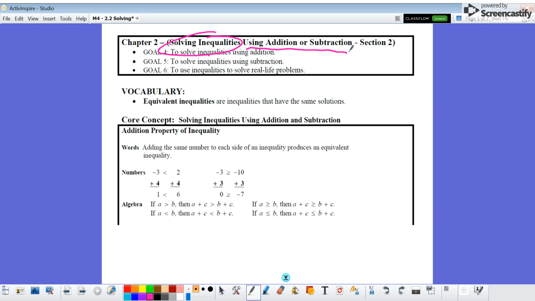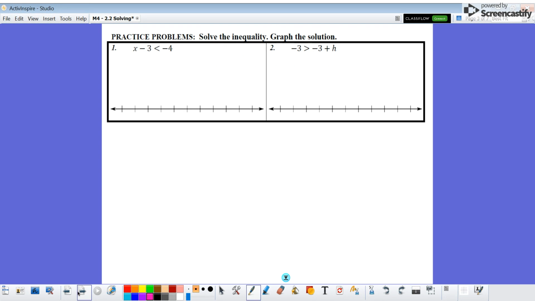Today we continue, and it's probably good that I was able to make a quick screencast for this because today we're just using addition and subtraction to solve inequalities. Very, very similar to what we've done with equations from last chapter, but today we work with that same idea but with inequalities. So let's jump right into the practice problems. I don't anticipate many issues at all.